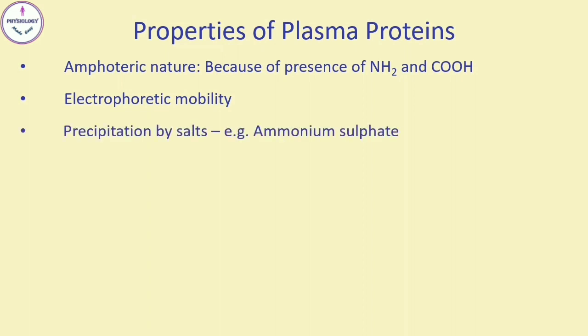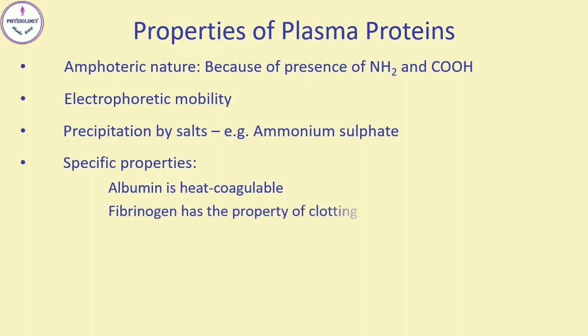Plasma proteins can be precipitated by using different concentrations of salts. Ammonium sulfate solution is utilized for this process. Other than these, some plasma proteins possess specific properties. For example, albumin has the property of heat coagulability. Fibrinogen has the property of clotting, in which it is converted to fibrin.